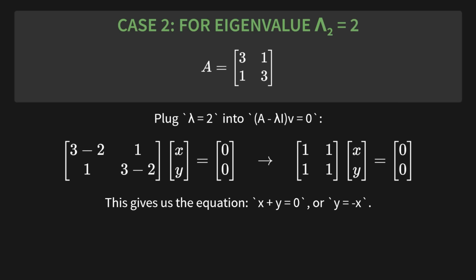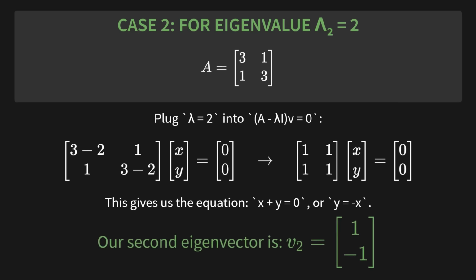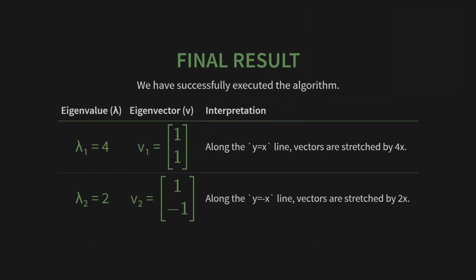This gives us the simple equation x plus y equals 0, or in other words, y equals negative x. So what's the simplest vector we can choose? Let x equal 1. Then y equals negative 1. Our second eigenvector is v2, the vector 1, negative 1.